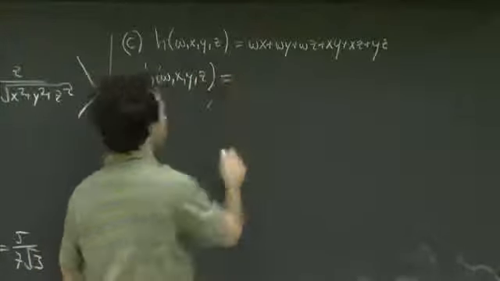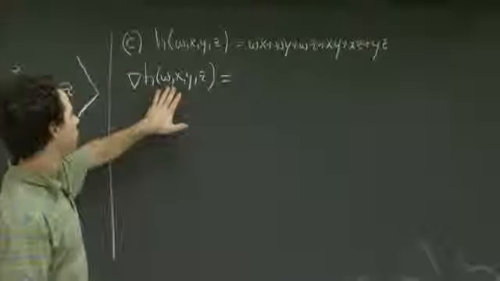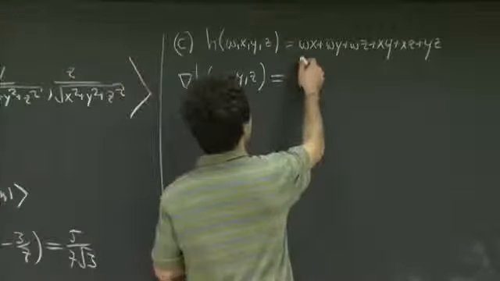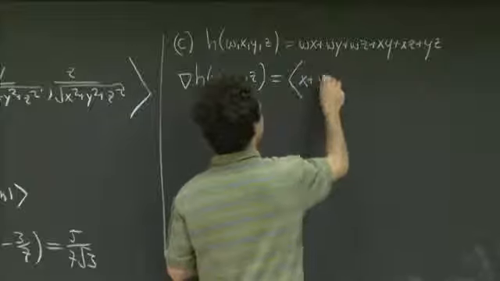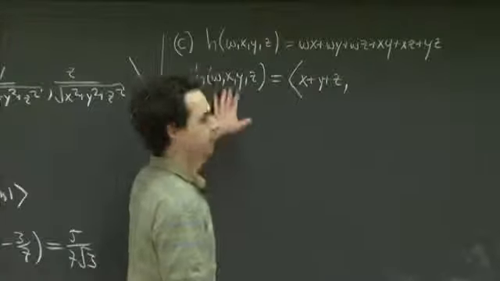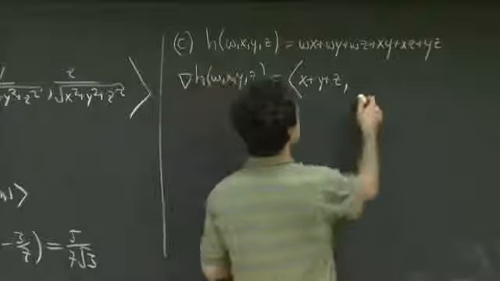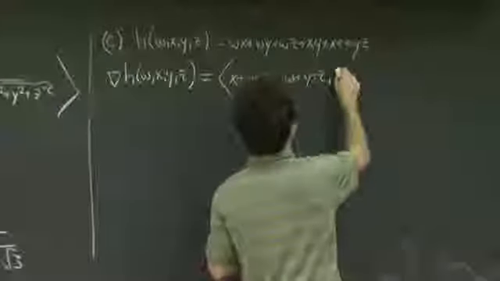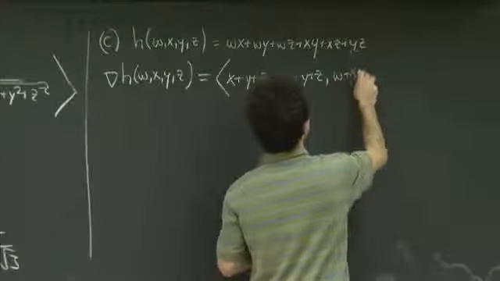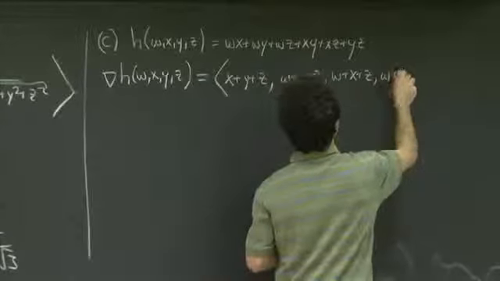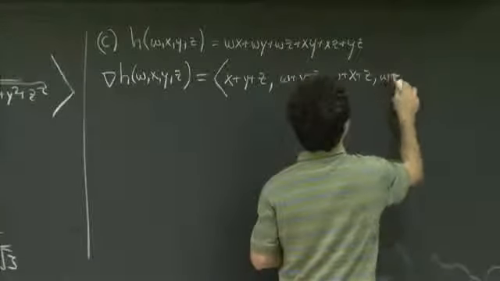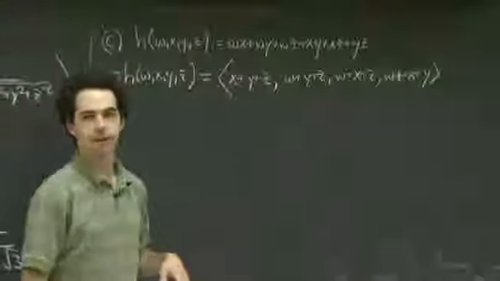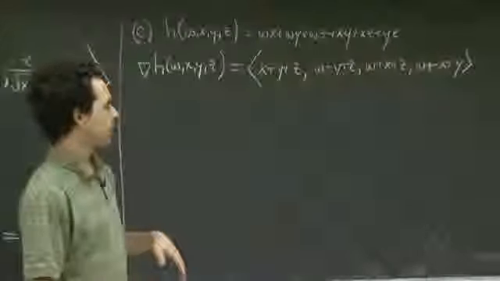For the gradient of h, I just take the 4 partial derivatives. Here w is first, so I take the partial derivative with respect to w as the first coordinate. That's going to be x plus y plus z. Then I take the partial derivative with respect to x as the second coordinate, so that's going to be w plus y plus z. And similarly, the last two are w plus x plus z and w plus x plus y. Whew. OK, so those are my partial derivatives, that's my gradient.